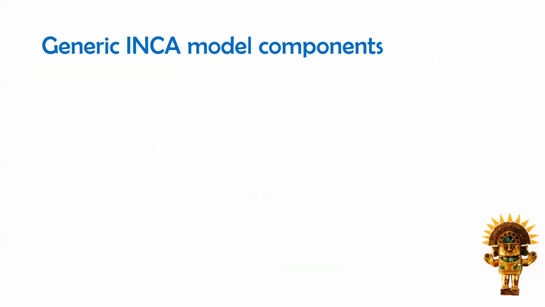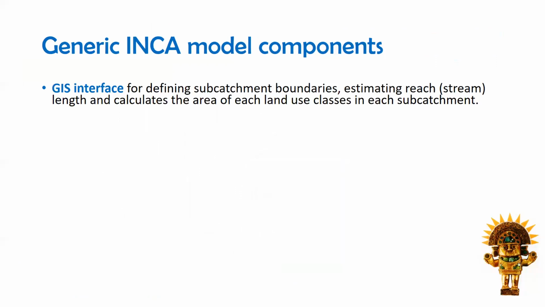Now, there's a series of 5 generic components to the INCA model. And these are GIS interface. So this is more, I guess, of a recognition that there is a need to derive spatial data for setting up and running the model. And the amount of spatial data is relatively limited. At a bare minimum, for example, one would require catchment areas, but certainly the more information one has about land use and land cover, then the more realistic the model outputs are.